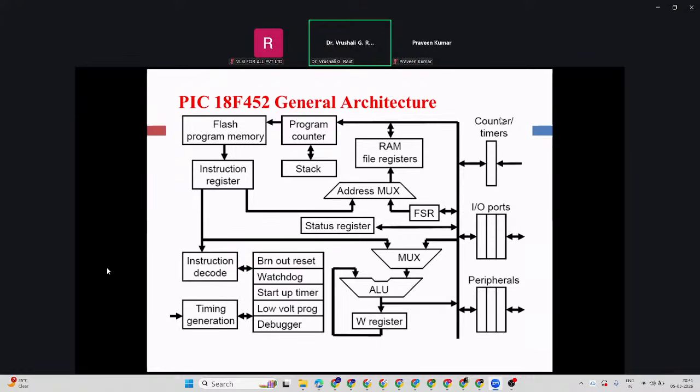In the peripheral, you have counters and timers. They have both way connections with your bus, which is internally flowing there. You have IO ports. These IO ports have external IOs. You can configure them as input, you can configure them as output. Similarly, many peripherals are also there, and those peripherals have the input or you can give them the output.